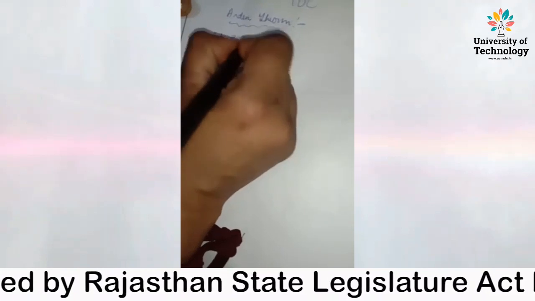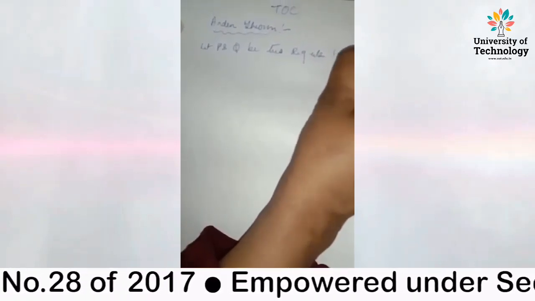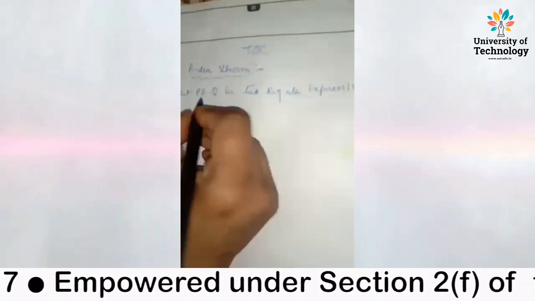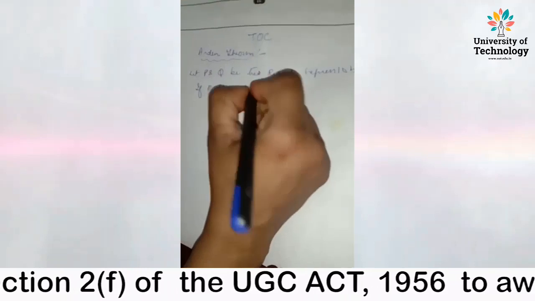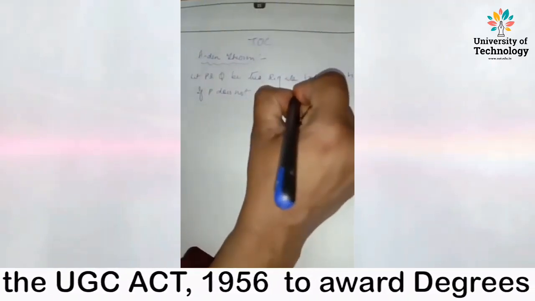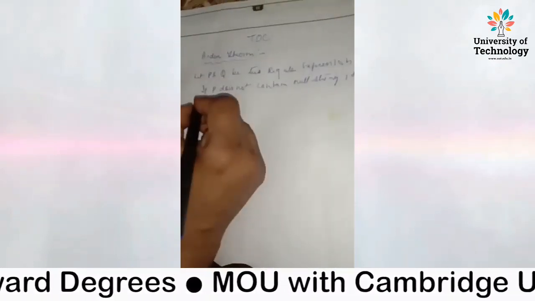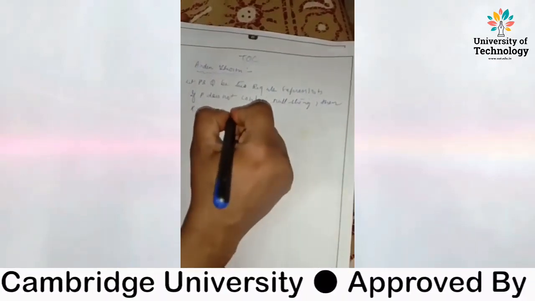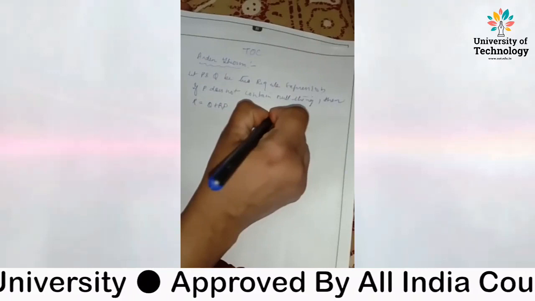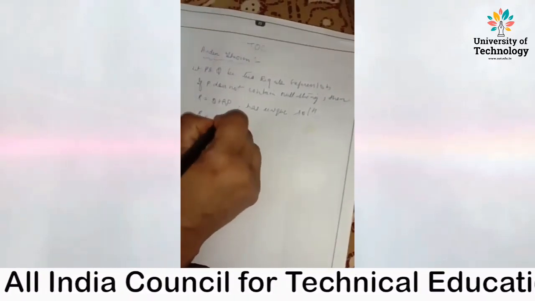Let P and Q be two regular expressions, right? Let us consider P and Q to be any regular expressions, and if P does not contain the null string, then R equals Q plus RP has a unique solution, that can be written as R equals QP asterisk.